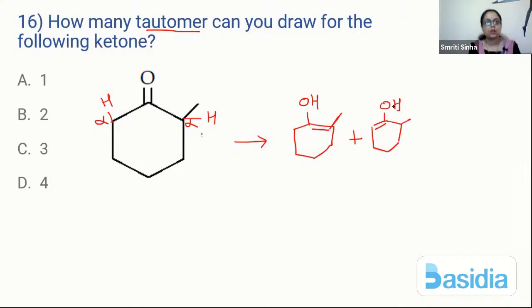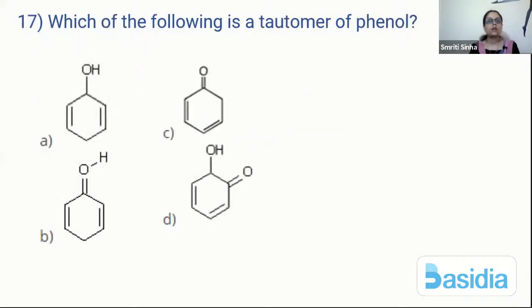And this is the second. So 2 tautomers possible for this ketone. Therefore, option B is correct. Next, which of the following is a tautomer of phenol?